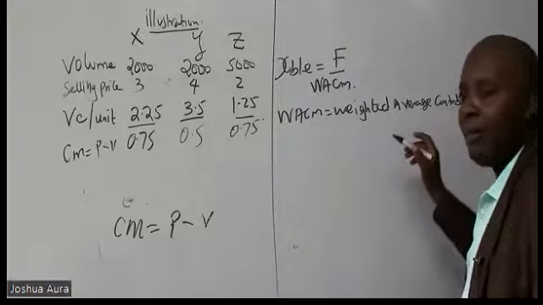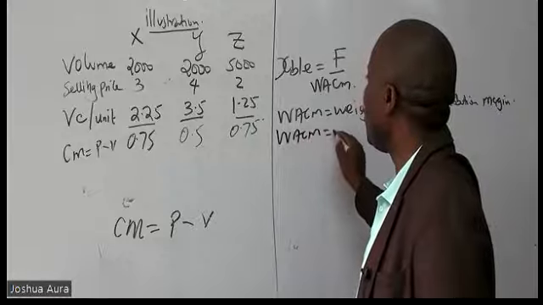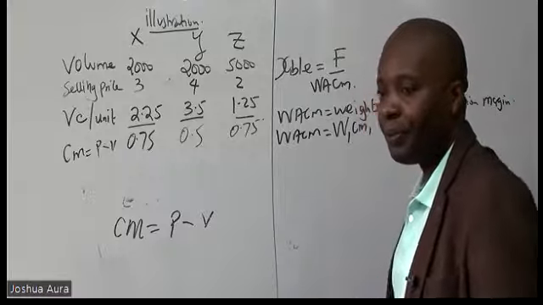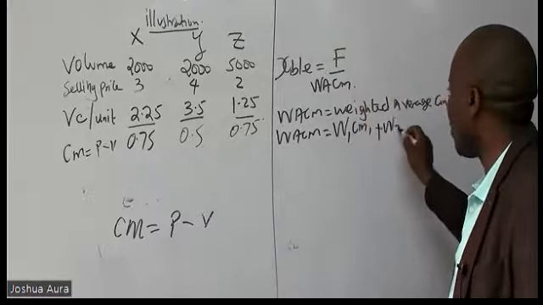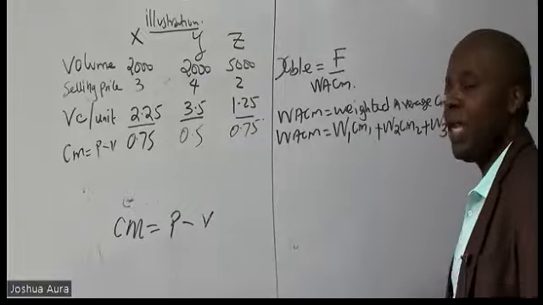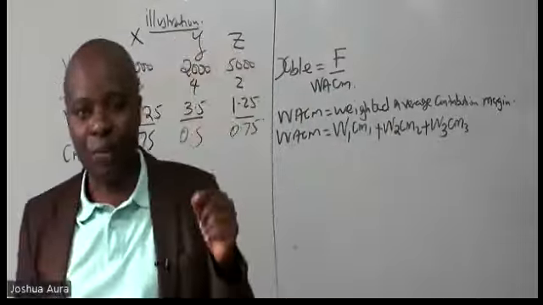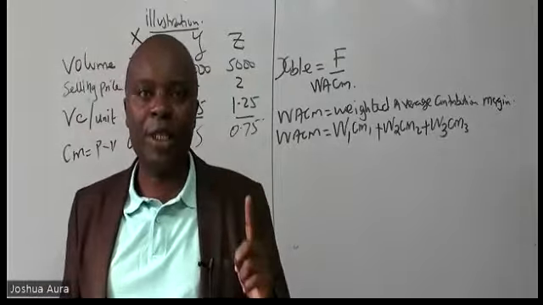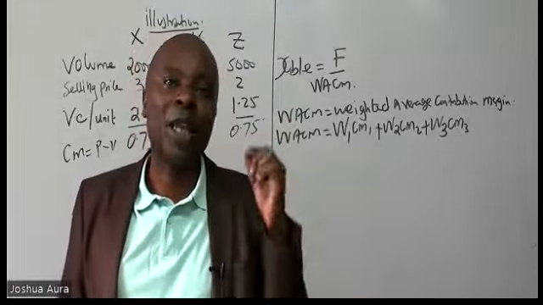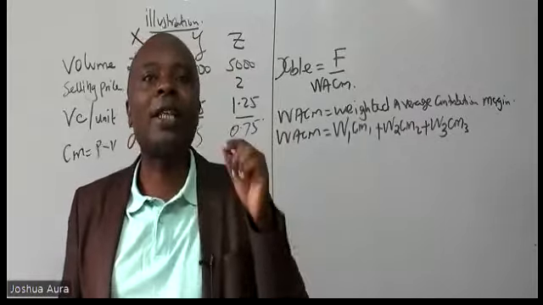If you can remember, in this particular case, for us to get this working, what I need to do is to take the weight of the first product times contribution margin 1, plus the weight of the second product times contribution margin 2, plus the weight of the third product times contribution margin 3, right? To get weighted average contribution margin, we take the individual weights times the contribution margins for each product. We are lucky to have the contribution margins. What we do not have are the weights.